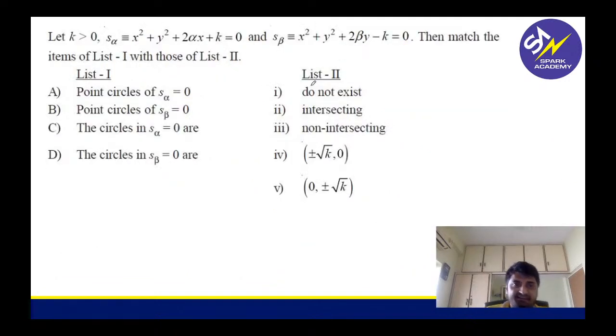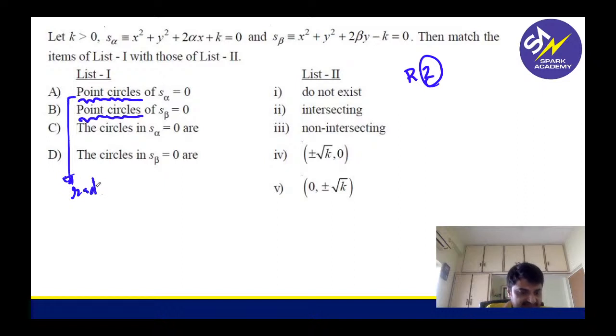Now tell me, this is interesting, guys. Interesting question. I would keep it as round 2 because you have to know the definition of a point circle. What do you mean by point circle? Point circle means any circle with radius 0. Only one point. That point is a circle basically. Radius is negligible or 0.